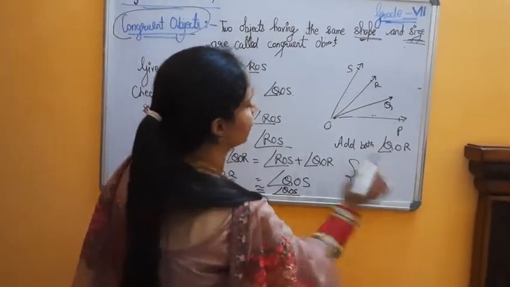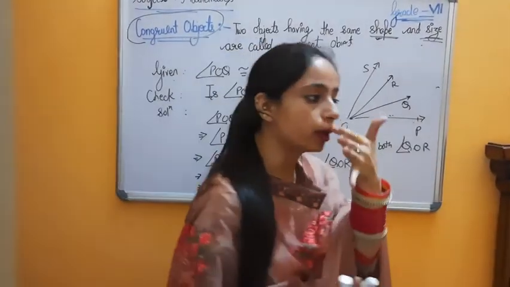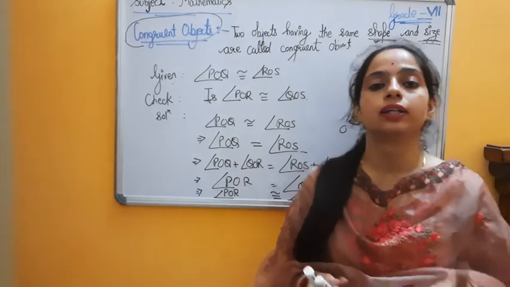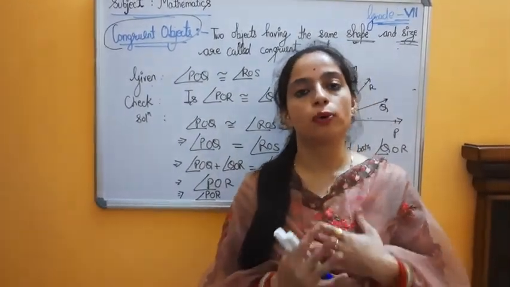Here we will write the reason. What is the reason? That two angles which are of same measure are congruent to each other. Clear? Hope you understand this one.